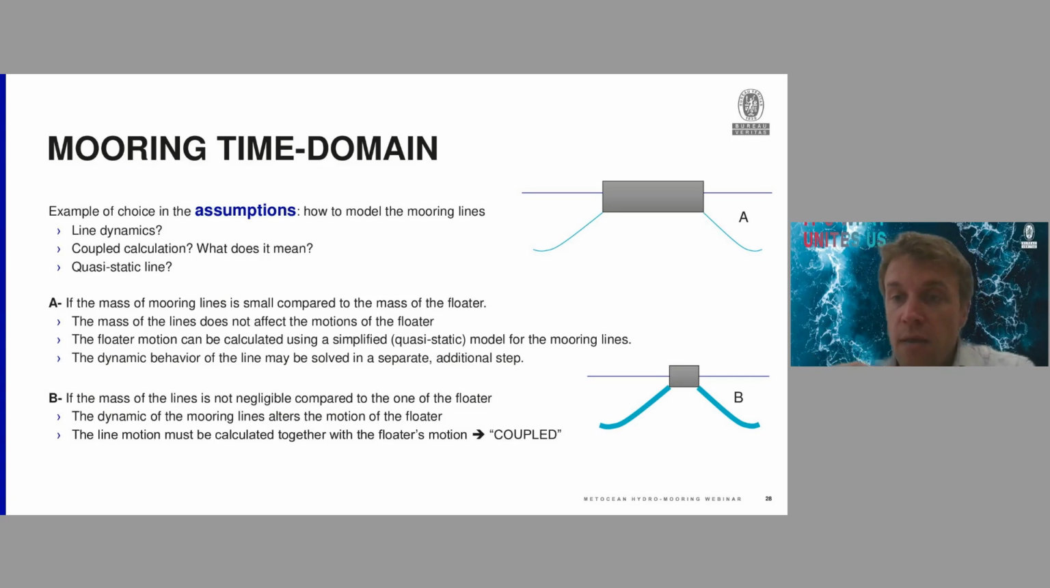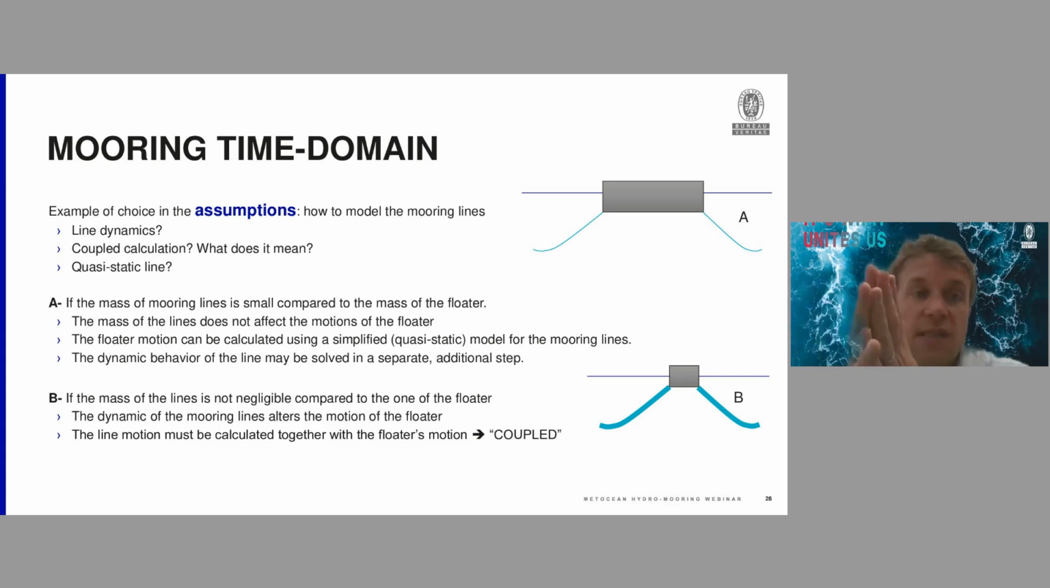On the other hand, if we look at structure B, the structure B is smaller, and then the mass of the lines is not negligible compared to that of the floater. And then the mass of the line will alter the motion of the floater, and of course the floater will alter the motion of the line. So you cannot calculate them separately, and you need to have a coupled simulation. While in A, you could solve the floater motion and then solve the line dynamics separately.